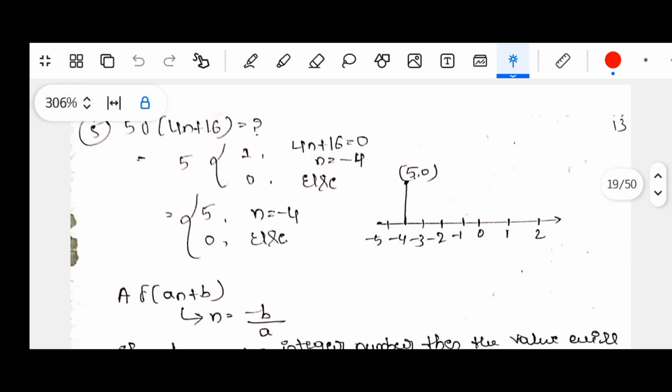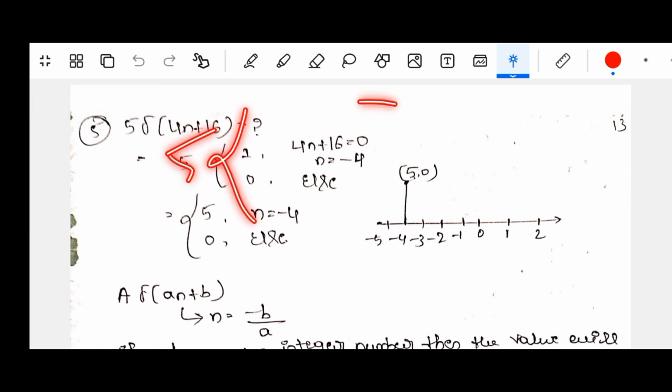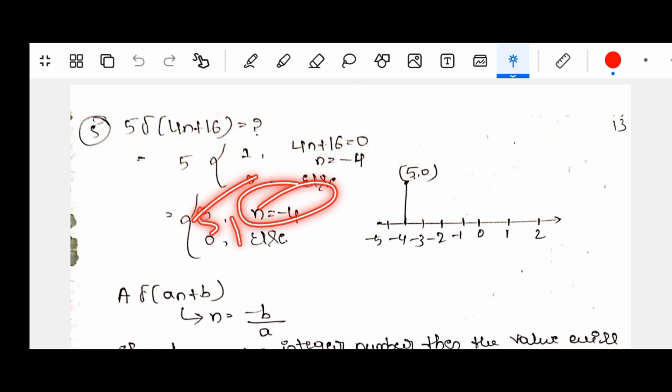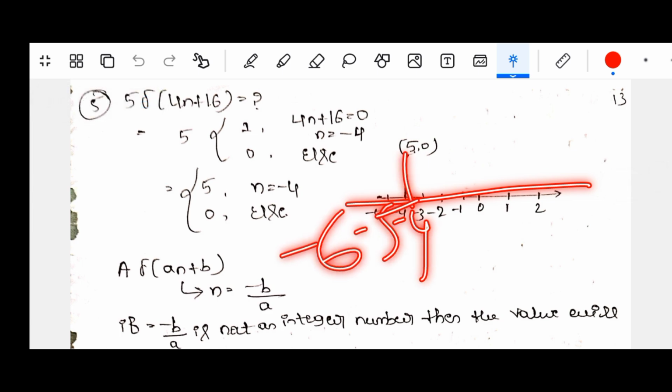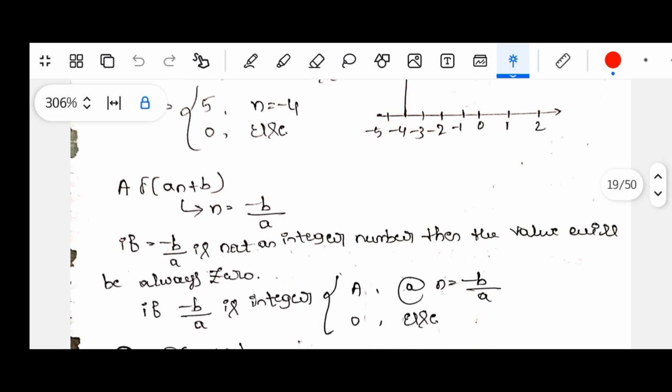Next one, 5 into delta of 4n plus 16. Take 5 outside. Equate this equation, we will get minus 4. Otherwise it will be 0. At n equal to minus 4, otherwise it will be 0. So from minus 4 we have to plot: minus 4, minus 5, minus 6, minus 7. It remains as 5.